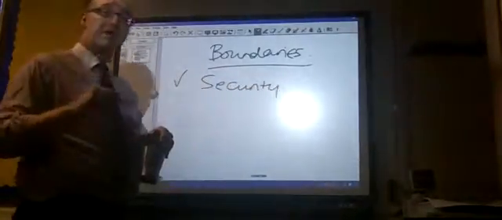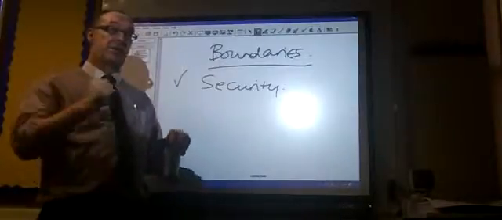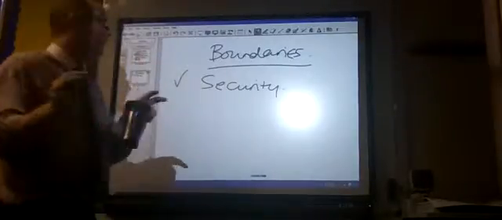Now, boundaries are either physical or logical in nature. So a boundary is either physical or logical. A door, a wall, an alarm, a man with a dog, they're a physical boundary. Organisations use those all the time to impede restriction and movement around an organisation. So it breaks down into either physical or logical.